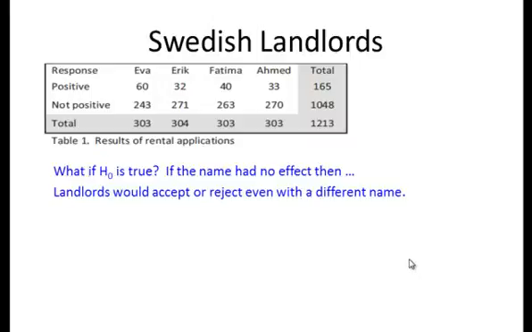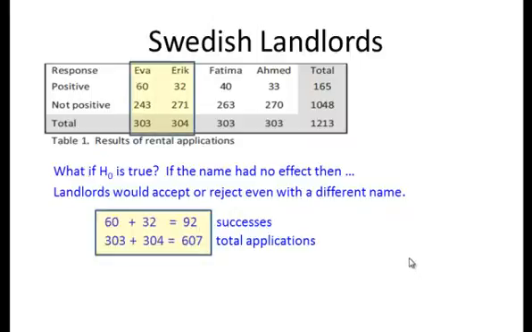So there are a total of 607 landlords in our experiment, if we ignore, of course, Fatima and Ahmed's data. And of these, we assume that 92 landlords were going to accept the application regardless of the name on it. 92 from the 60 plus 32 in the two groups. Then why is there a discrepancy in the two groups' percentages? Well, maybe it was sheer luck.